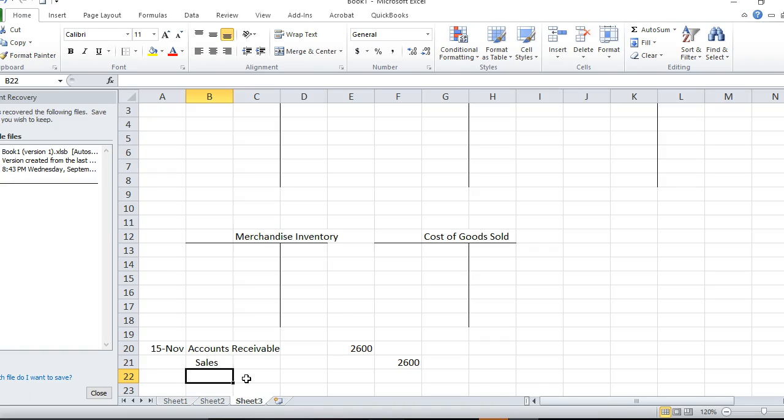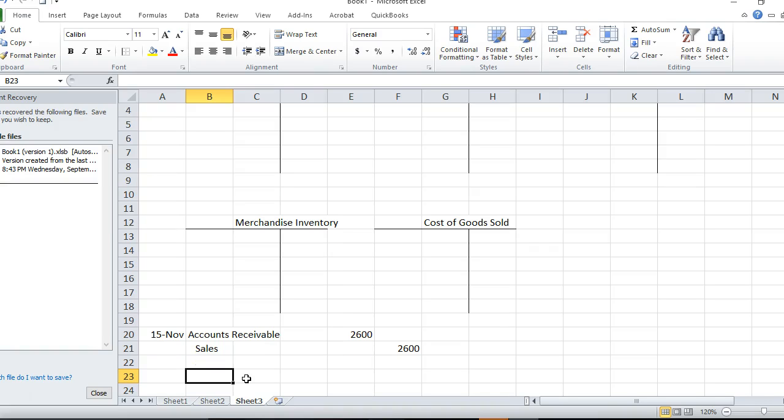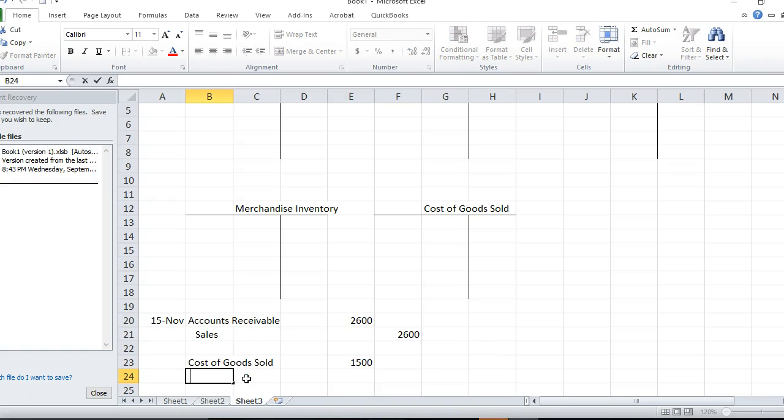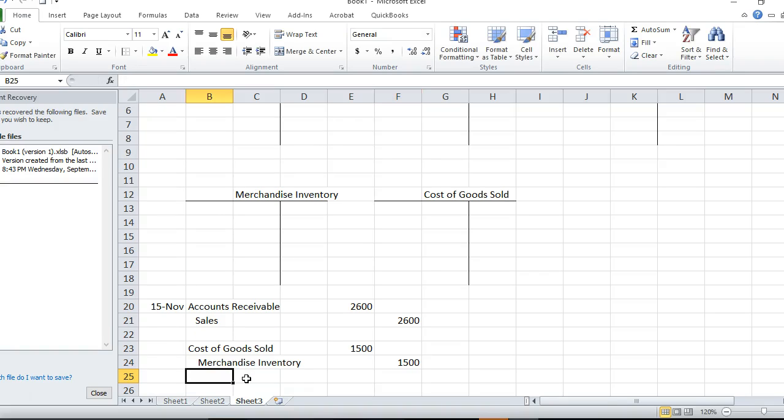So the next thing we need to do on this same day is to debit cost of goods sold, because we keep track of a perpetual method. We always know where we stand. Cost of goods sold, it cost us $1,500, and we credit merchandise inventory for $1,500. Now, why do we do that? It stays in our merchandise inventory, and it's inventory until it's no longer inventory. And what does it become? Now it's cost of goods sold, right?